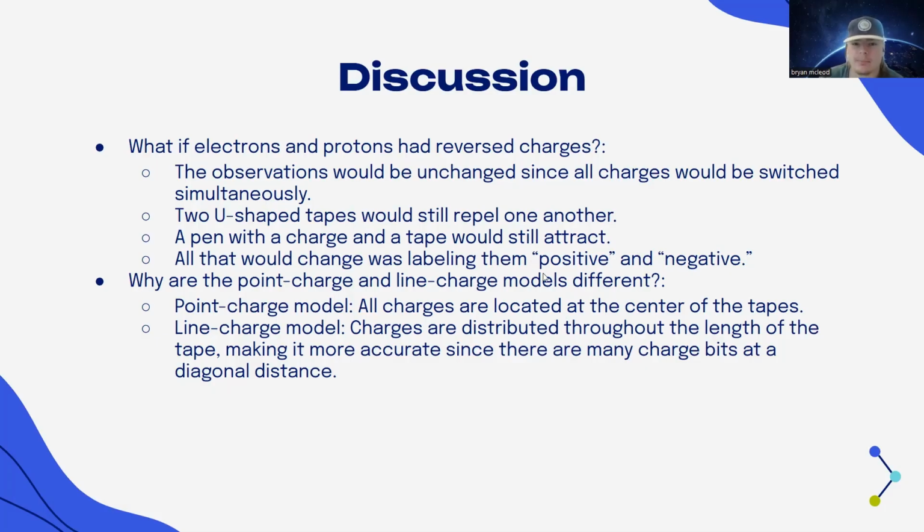Why are the point charge and line charge models different? In point charge models, all charges are located at the center of the tape, while in our line charge models the charges are distributed evenly throughout the length of the tape, making it more accurate since there are many charge bits at a diagonal distance. And that will be everything today.